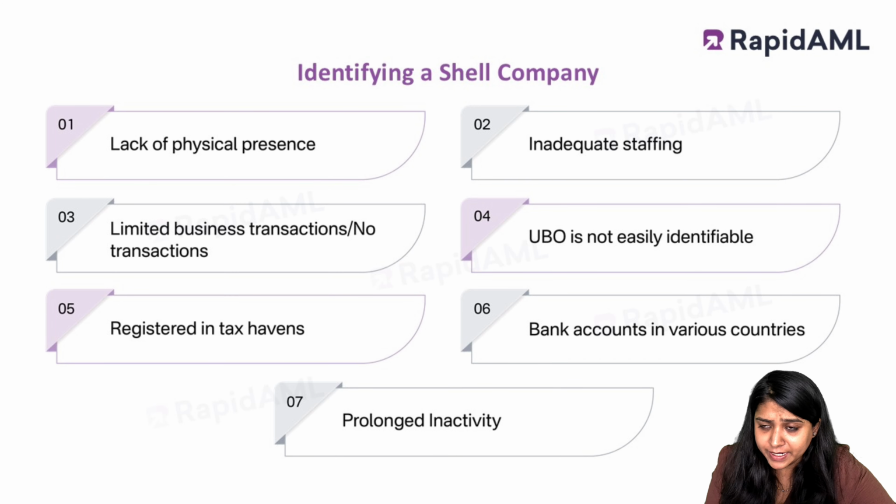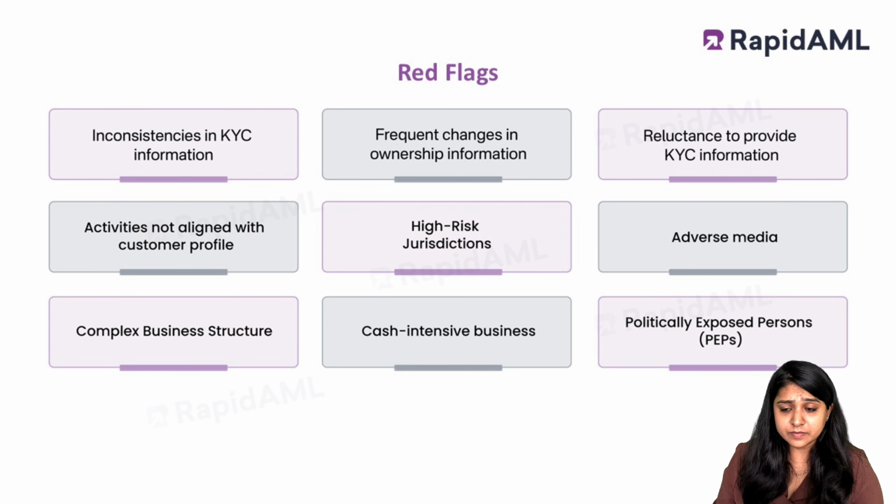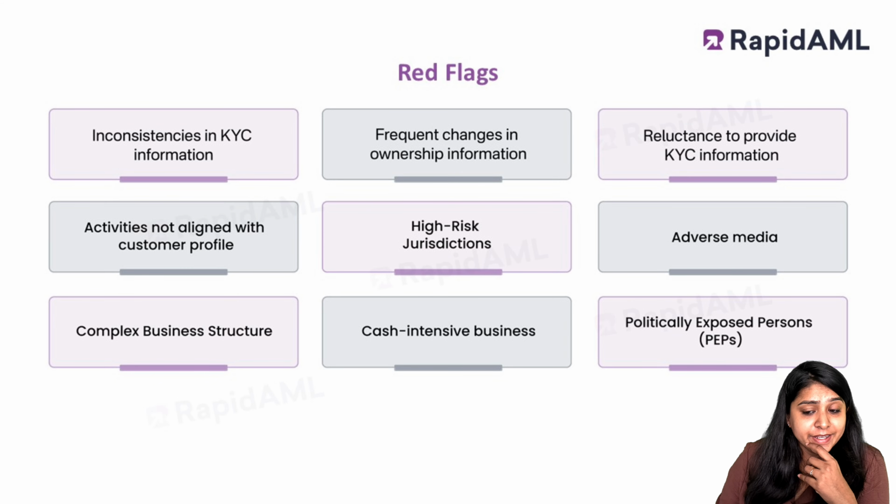For a particular corporate, the UBO information keeps on changing every 6 months, every 3 months. It's rotating basically; the same set of persons are coming and going. That is also one of the red flags. They are not cooperative in sharing KYC information. The activities written in the license and what we see on the website are not in line. They belong to high-risk jurisdictions. You find certain adverse media.